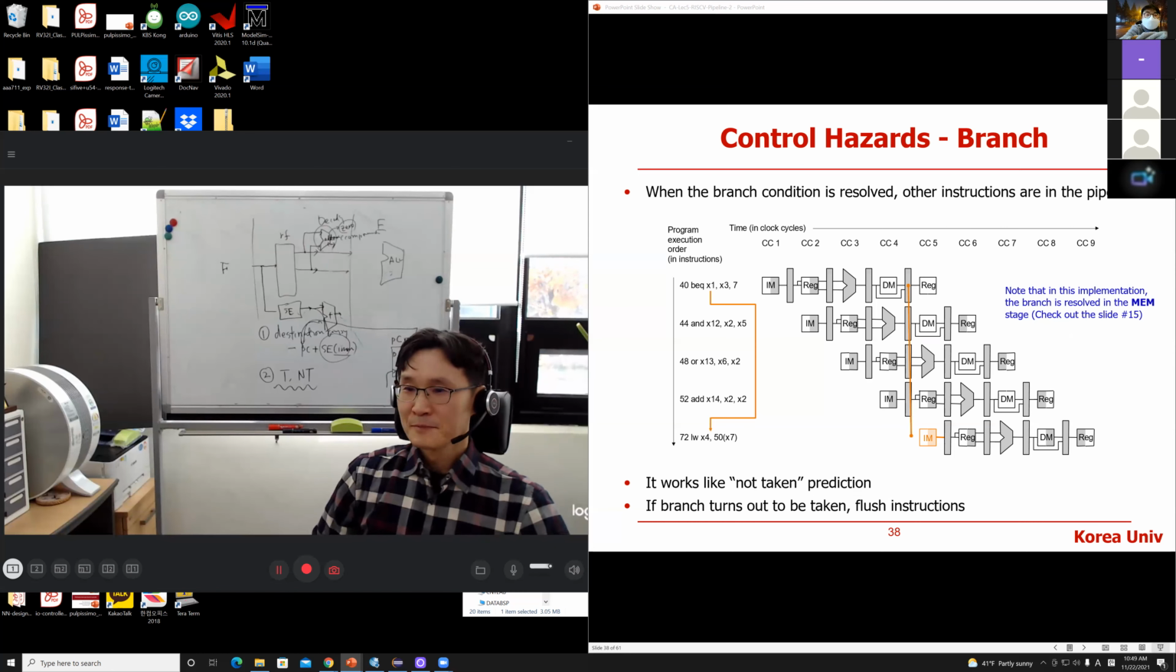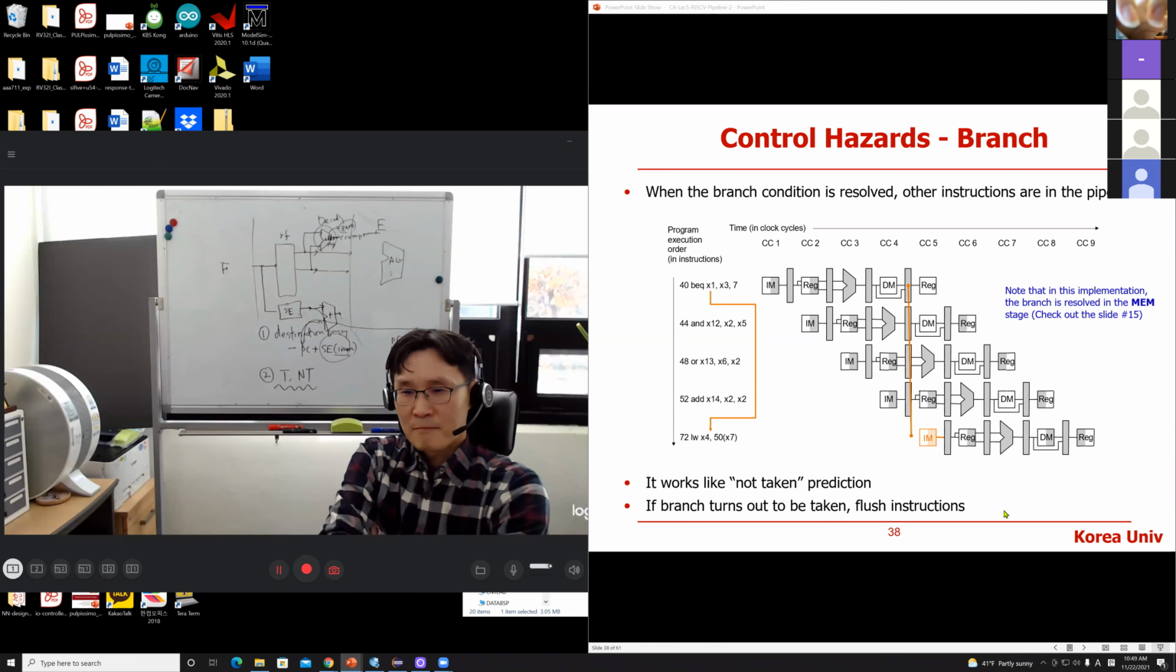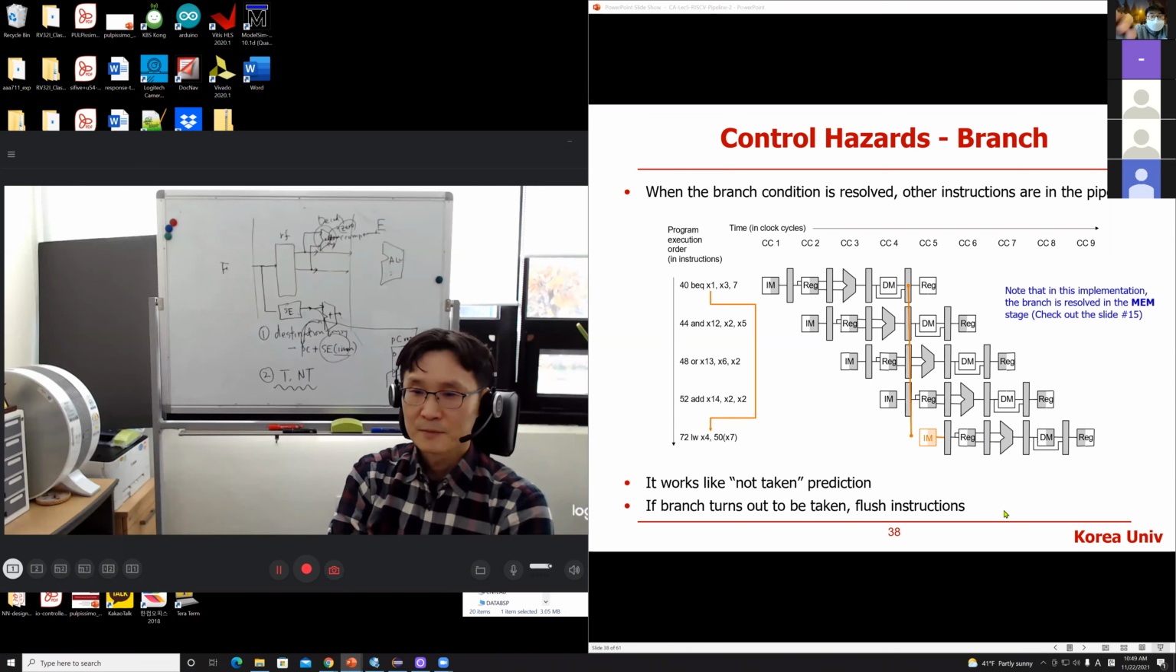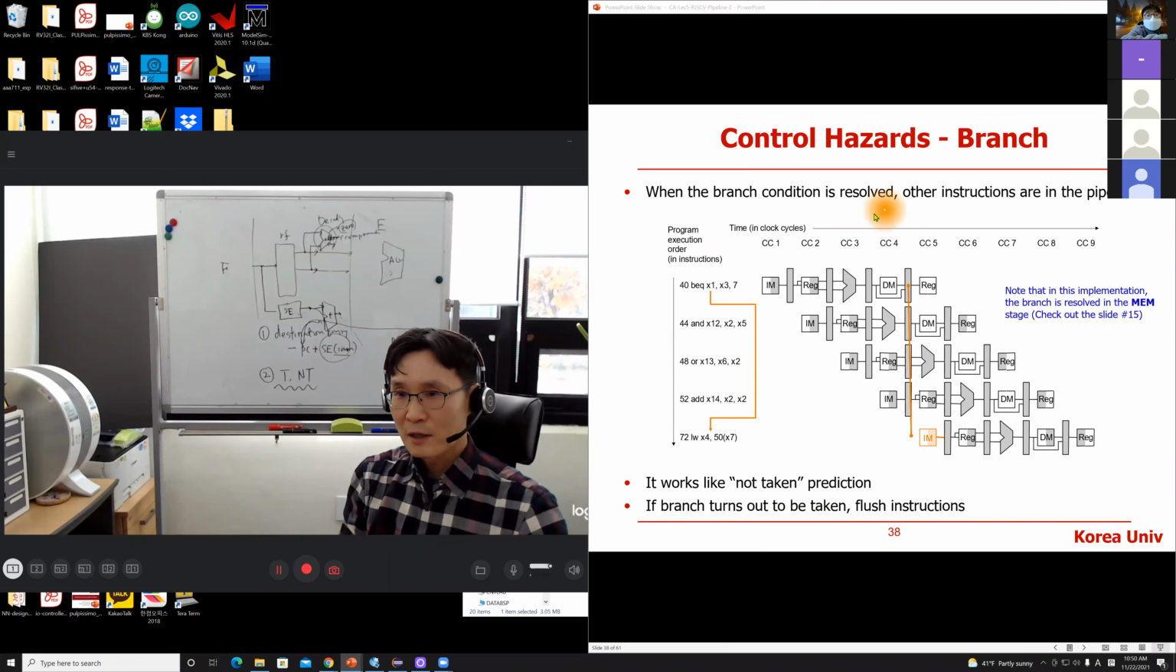When the branch condition is resolved, other instructions are in the pipeline. It works like not taken prediction. If the branch turns out to be taken, flush instructions. Okay, thanks. In this pipeline execution diagram, we are assuming the branch is resolved in the memory access stage, not the execution stage.